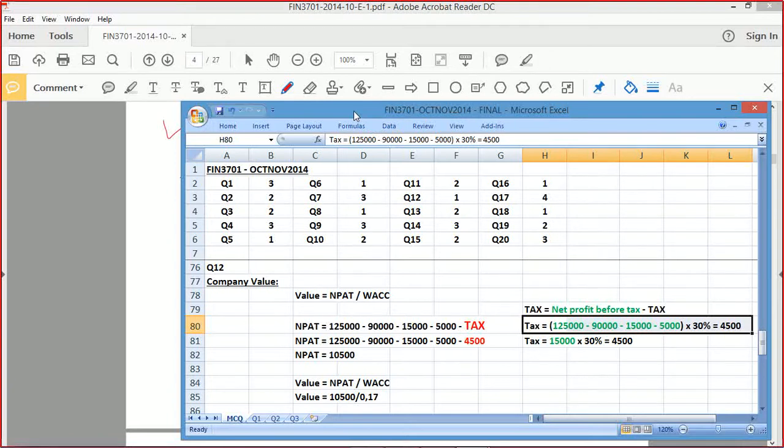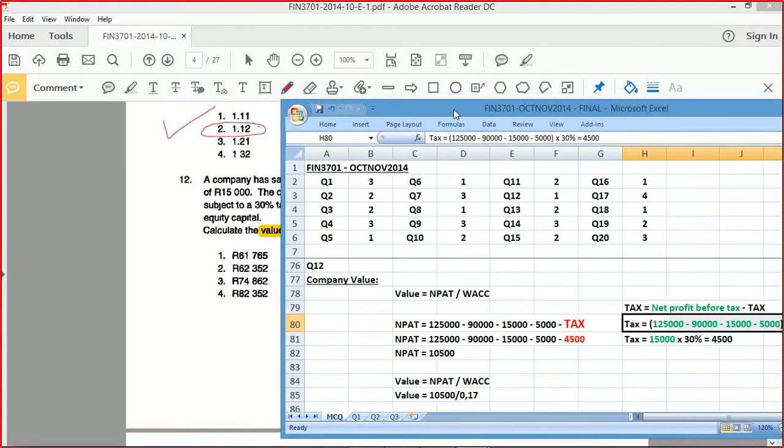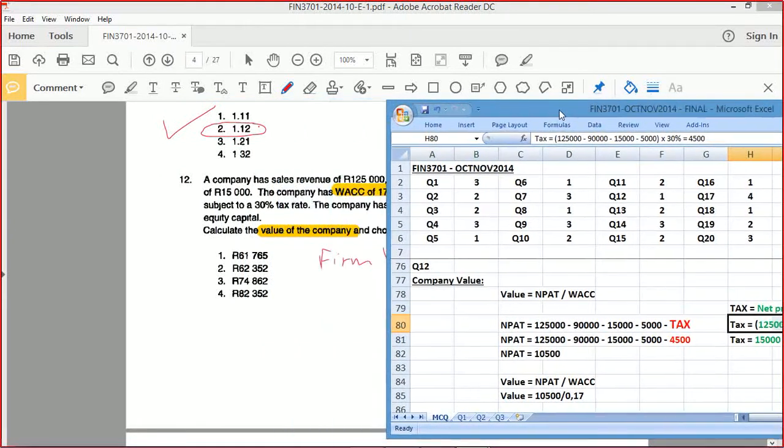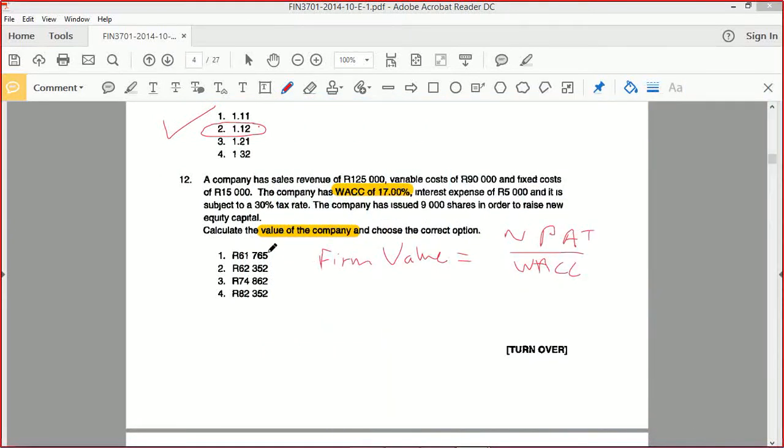So, 61,765. So option 1. Yes. I actually know this. I've done this in all the other exams, and I've had no problem with it. I don't know why I had such an issue with that one. Okay, number 13.